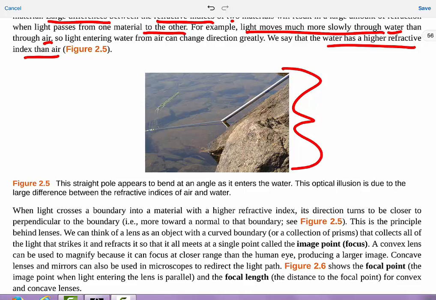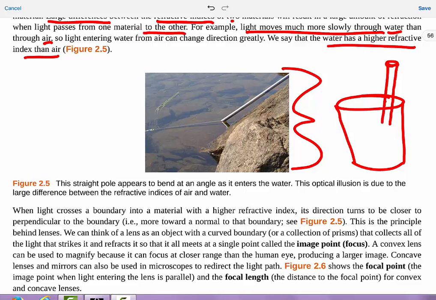And you can also think of it when you have a glass of water, for example. If you have a glass of water and you have a straw in that glass of water, oftentimes you can see the straw will go in, and then as soon as you get to that water, it looks like it's over here. And that's because of this refractive index, because of refraction. So here you're seeing the same thing. You see this pole is going through, and then it looks like it just goes way off to the side there. It's bending at an angle as it enters the water.